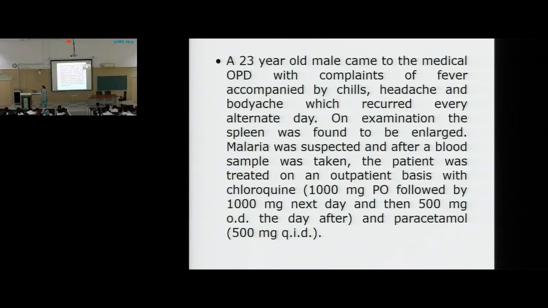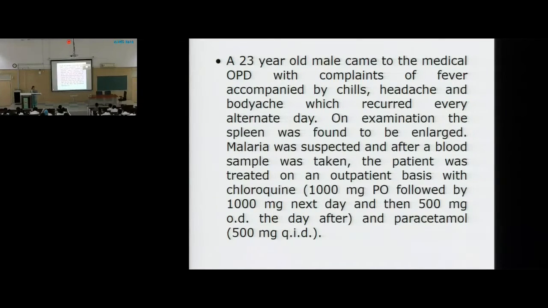So coming to today's lecture, today I will be teaching about the HMP shunt. So glucose 6 phosphate dehydrogenase deficiency, and we start with a case. This case I have taken from your UG manual. So a 23-year-old male comes to the medical OPD. He has complaints of fever, and this fever is recurring every alternate day.